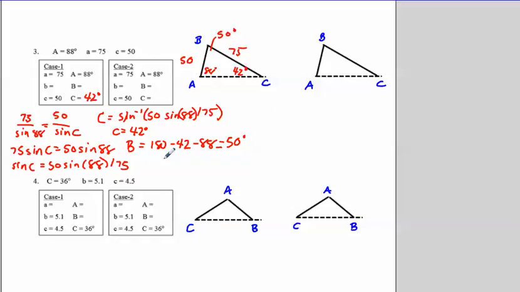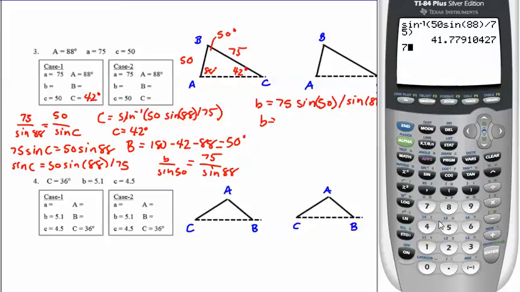So I'm going to have, let's see, side B over sine 50, and go back to your original information, which will be A and A. So 75 over sine 88. Multiply both sides by sine 50, and I'm going to get B is equal to 75 times sine 50 divided by sine 88. Okay, so let's type that in, see what we get. 75 sine 50, close your parentheses, divided by sine 88. And I get 57, and it said to round it to the tenths place, so 57.5.